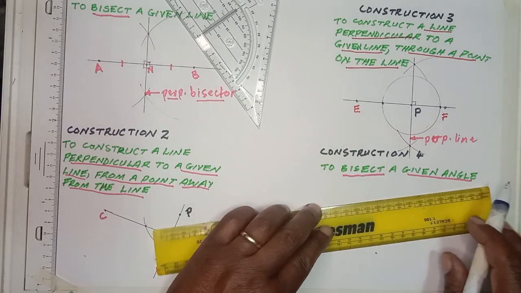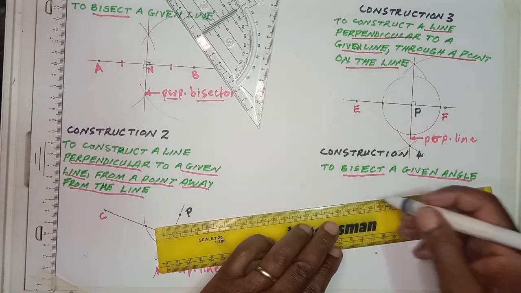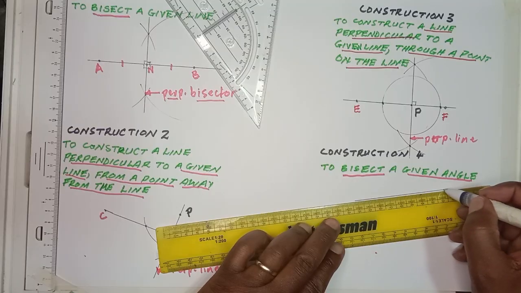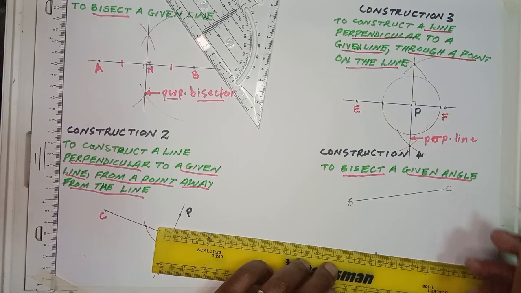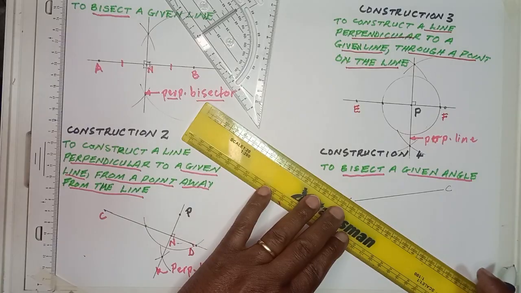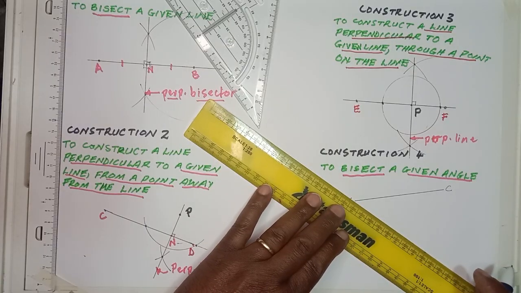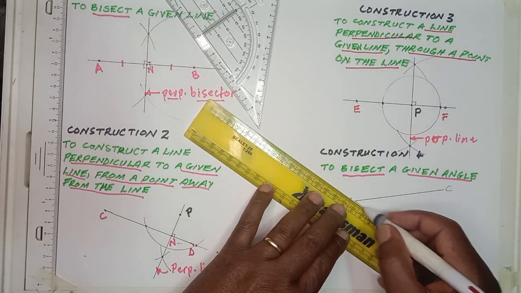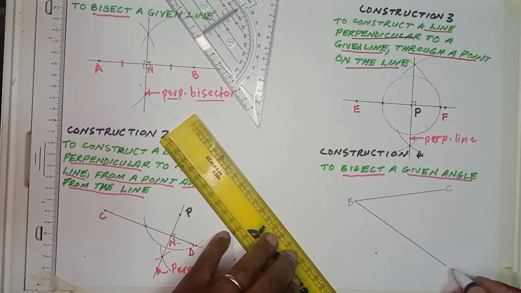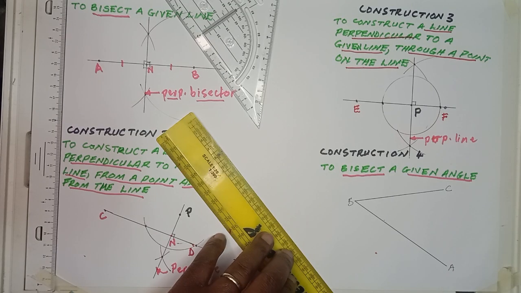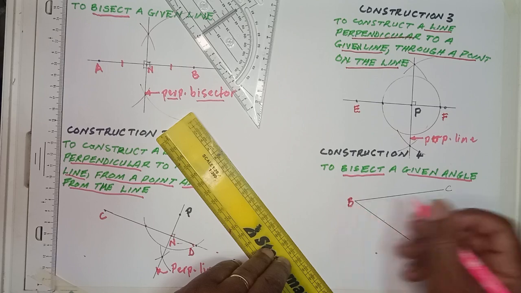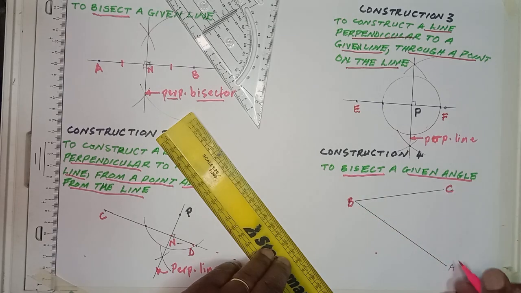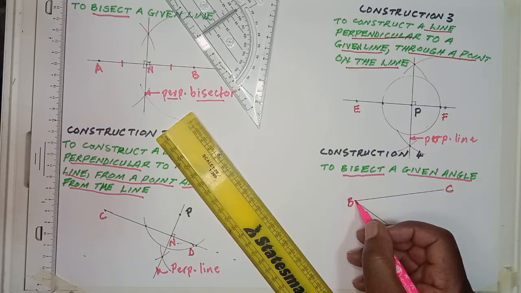So if we have two line segments, for example, I draw this line segment and call it BC. Then I draw the second line segment to meet BC at B. So I call this line segment AB. So we've got BC and AB. They are meeting each other at 90 degrees.